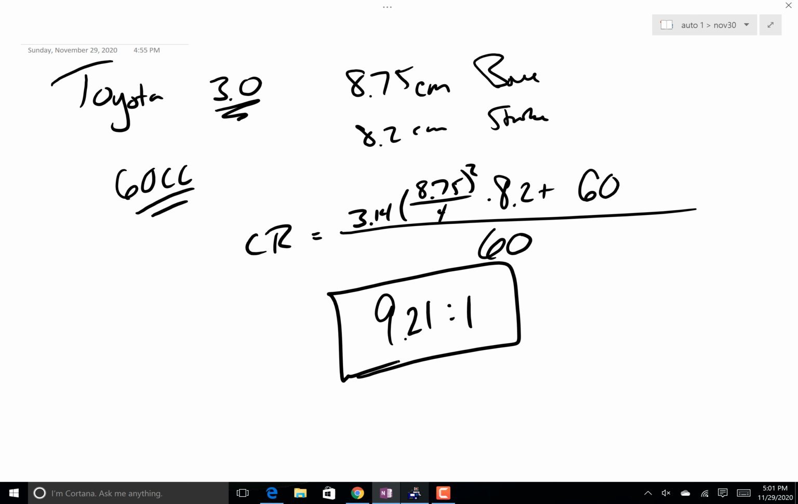Okay? And it's not too far off. I think the actual one was 9.8 or something. So I was guessing at the combustion chamber size. I couldn't find the exact combustion chamber size anywhere for this engine. Not that it matters. It's not that big a deal.